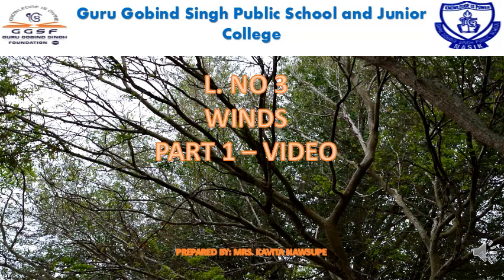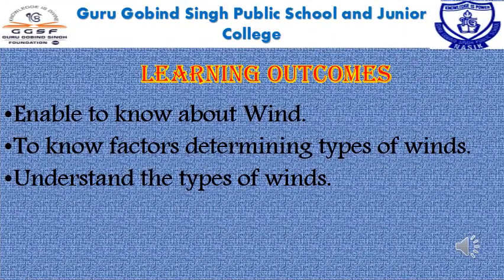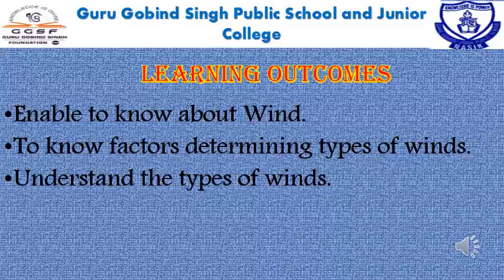Dear children, lesson number 3, Winds. We are going to see the first part of the video. Children, here are the learning outcomes of the lesson: to enable to know about wind, to know factors determining types of winds, and to understand the types of winds.